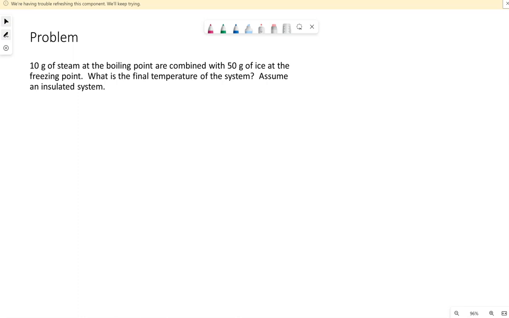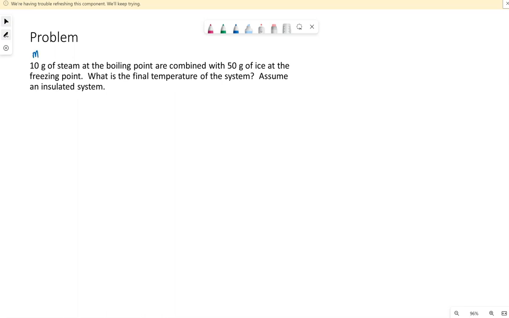10 grams of steam at the boiling point are combined with 50 grams of ice at the freezing point. What is the final temperature of the system? Assume an insulated system. All right, so steam, we mean the water vapor or gas.